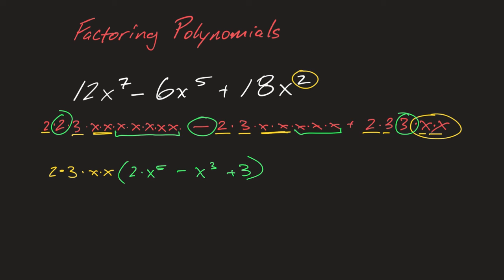And we're going to clean this up a bit. 2 times 3 is 6, times x is 6x squared. And then inside the leftovers is 2x to the 5th minus x cubed plus 3.